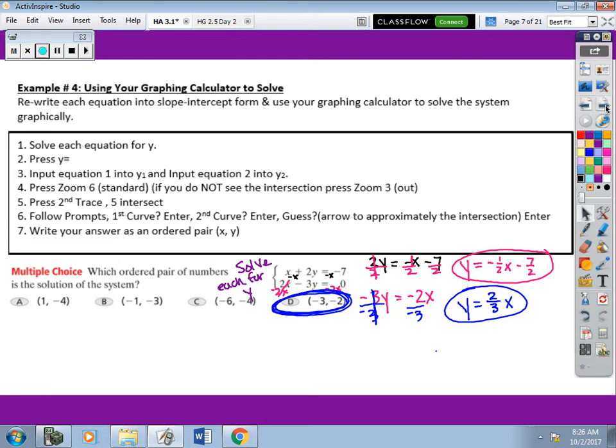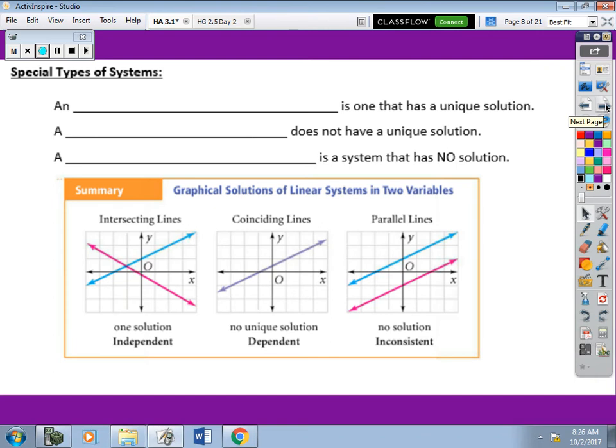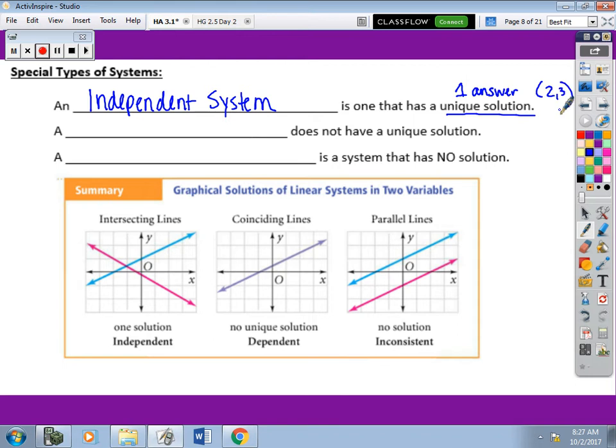All right, the last thing we'll take a look at then are our special types of systems. So we have an independent system, which is one that has a unique solution, has an answer, one answer. For example, all the ones we've done so far were independent systems. They had one intersection point. And here's an example of that, again, where they cross at one point.